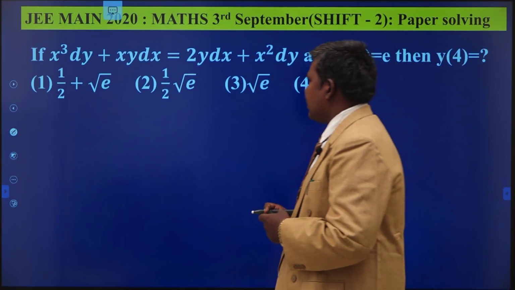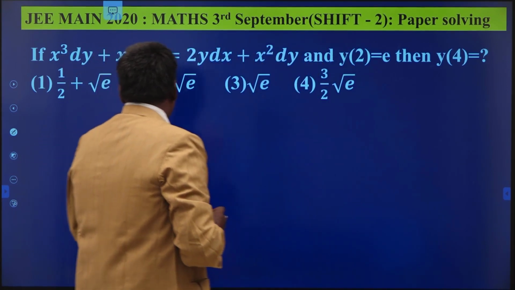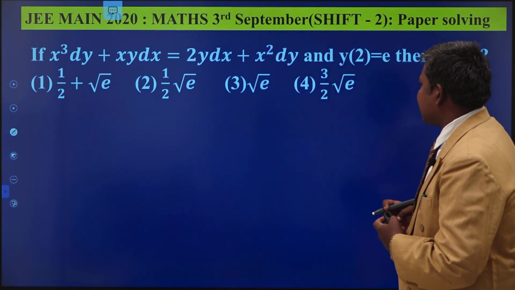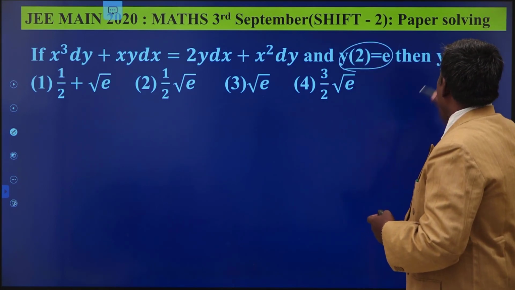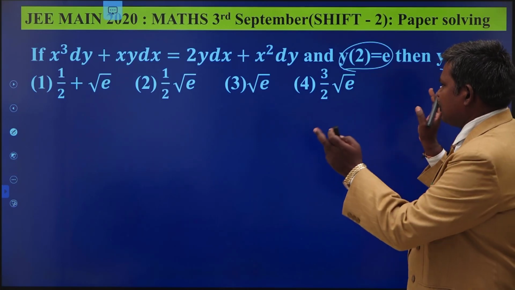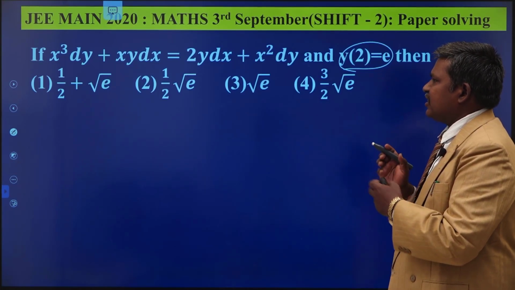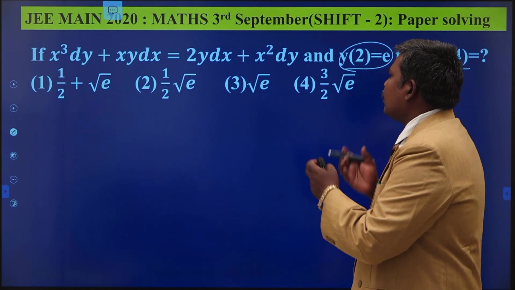See, this is a question related to differential equations. If x cube dy plus xy dx is equal to 2y dx plus x square dy and y of 2 is equal to e, then what is the value of y of 4? Simple question. Just by looking at the equation itself, we have to think whether it goes to variable separable or linear or homogeneous. How to solve this one?